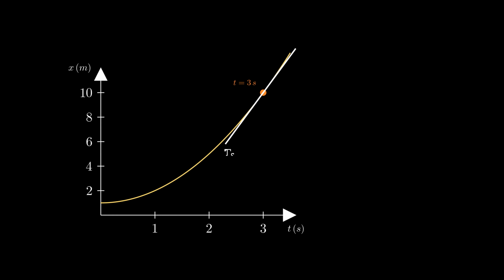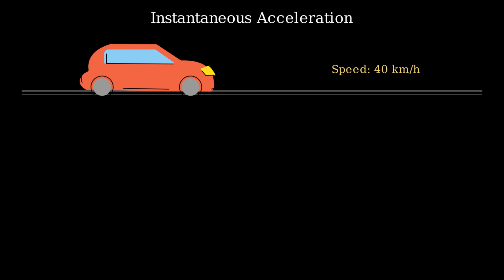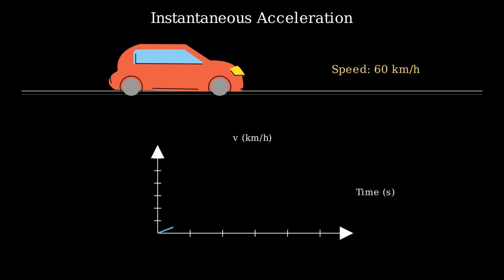Now look at the tangent line at a different point, say t equals 3 seconds. The curve is steeper there, so the tangent has a larger slope. The instantaneous velocity at t equals 3 seconds is higher, maybe 5 meters per second, because the car is accelerating. When you press the accelerator, you're changing your velocity over time. But how do we measure how quickly velocity changes?